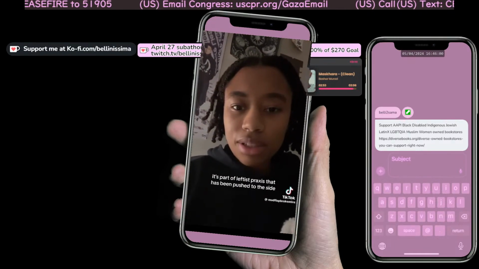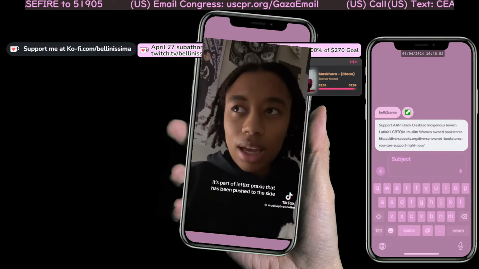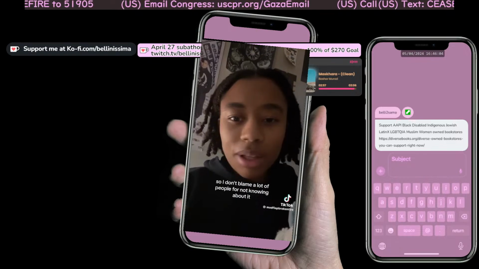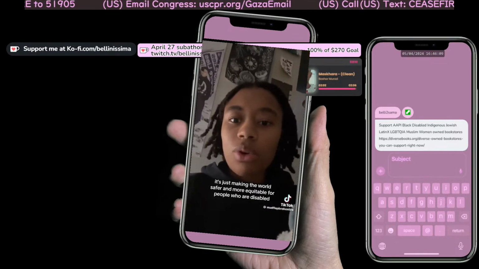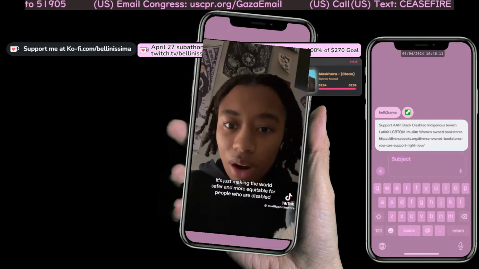It's part of leftist praxis that has been pushed to the side and just left out for a very long time. So I don't blame a lot of people for not knowing about it. However, at its core, it's just making the world safer and more equitable for people who are disabled.